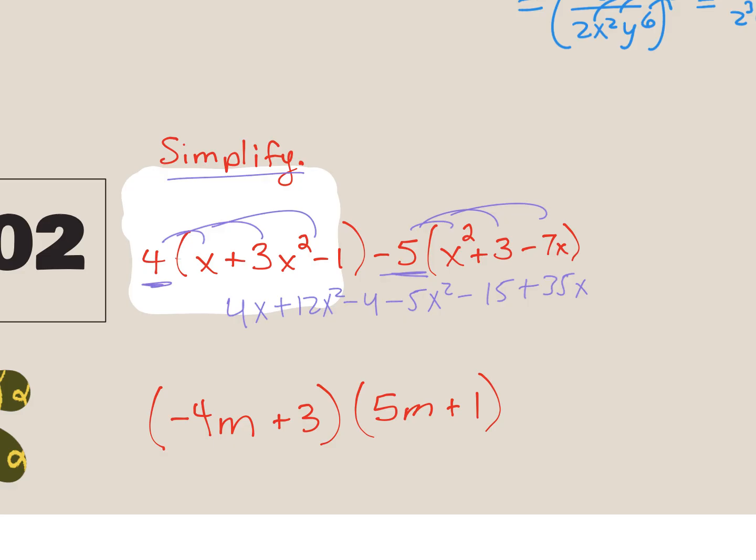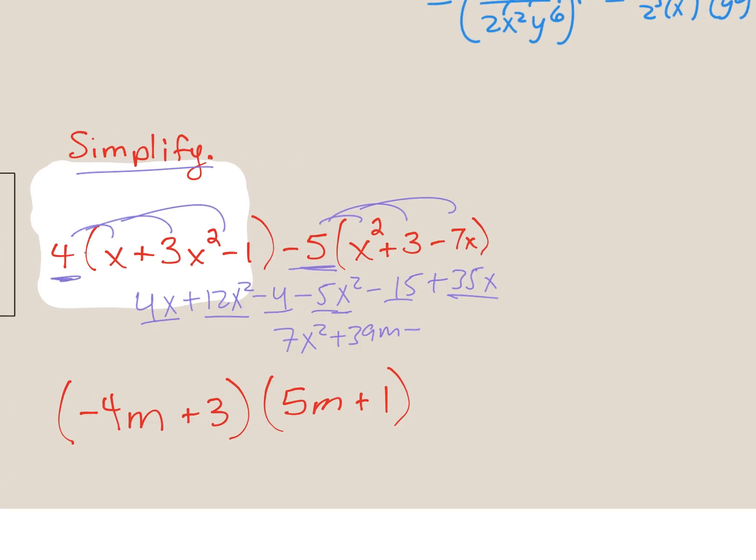And then once you have this, you just combine like terms. All right. Nothing new here. All right. It's algebra that we're hopefully by this point pretty familiar with. All right. So then we combine like terms. We get 7x squared plus 39x. -4 minus 15 is going to get you a -19. And then we get that as our final answer.